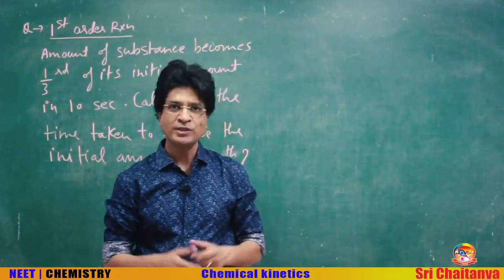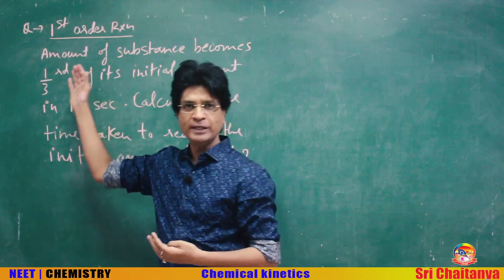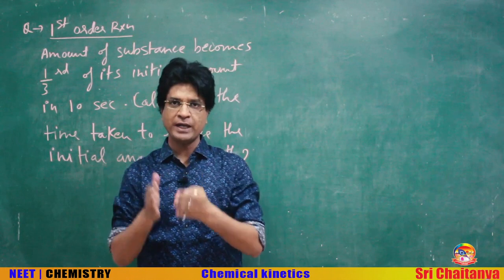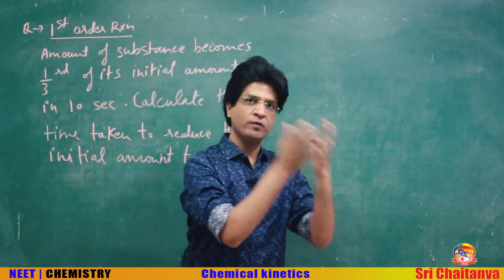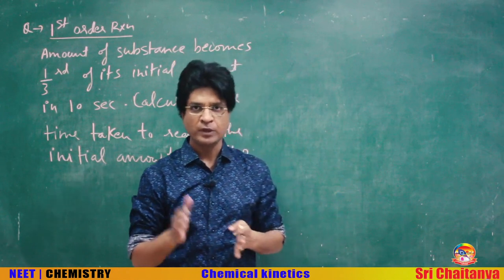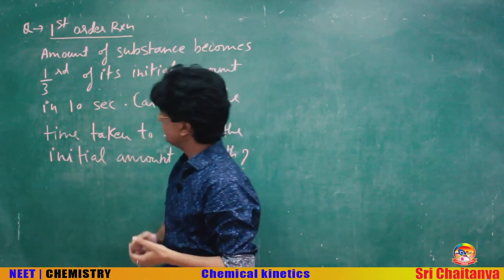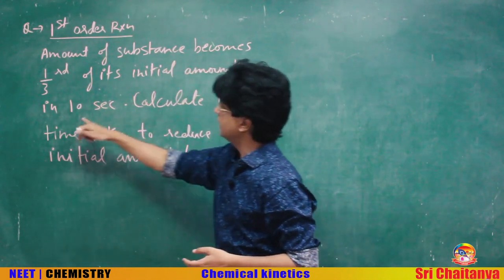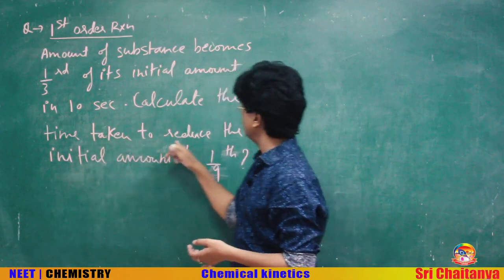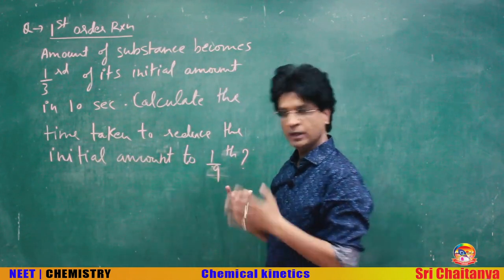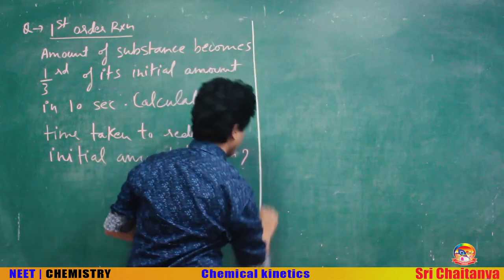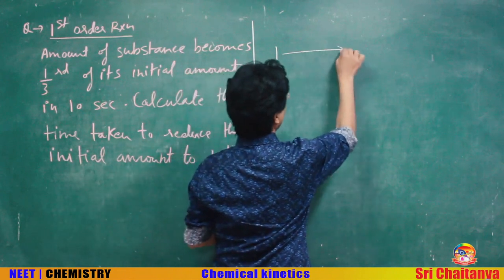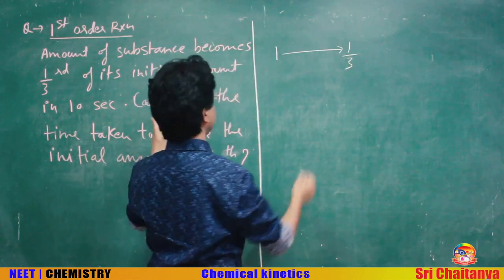Okay, so students, I'd like to share a trick with you to solve these kinds of questions in one go. Remember that same amount or same fraction of reaction will need same amount of time to be completed. I'll explain that, but first read this question. Amount of substance becomes 1/3 of its initial amount in 10 seconds. Calculate the time taken to reduce the initial amount to 1/9. So let's take the initial amount as 1. It will become 1/3 in 10 seconds.